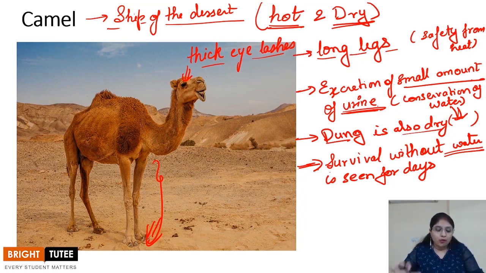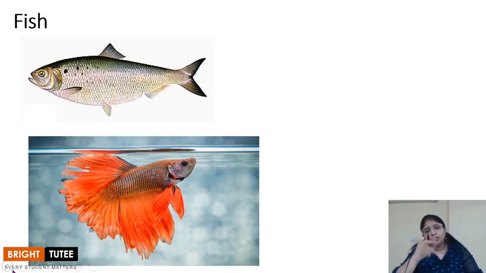Now, when we move on from the camel towards the aquatic environment, like the sea we were discussing, we know that one of the major types of animals found in the sea is the fish.